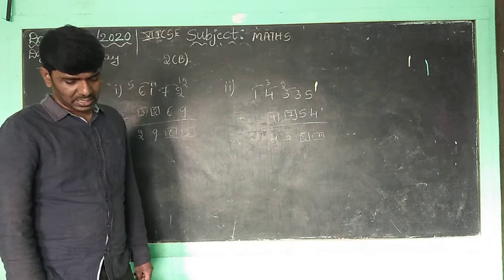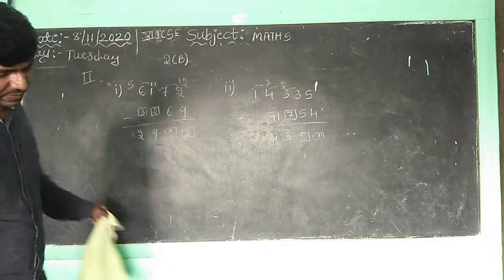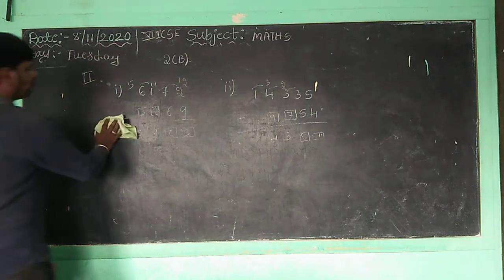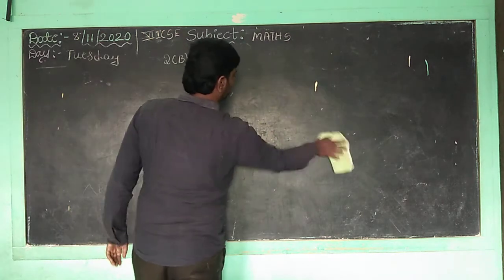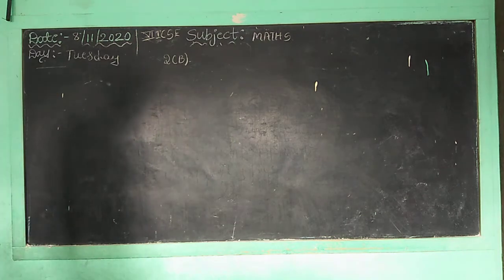Okay, children. Next you want to go to the third one. Find the product by suitable rearrangement. Shall I rub this one? Okay. Now you want to take the third one. Find the product by suitable rearrangement.